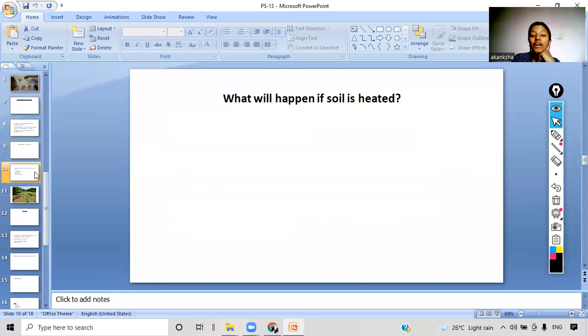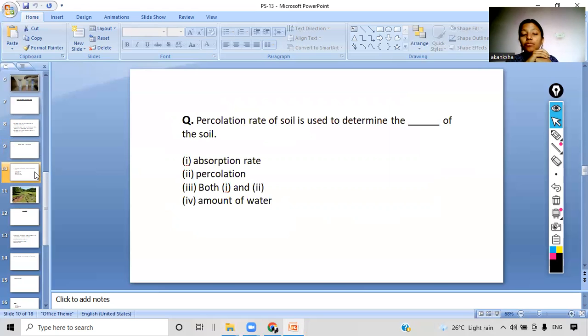So let's see the evaluation question this time. Percolation rate of soil is used to determine the dash of the soil. Absorption rate, percolation, both 1 and 2, or the amount of water. Yes, what according to you is the right answer? I will give you 5 seconds and then we will move on ahead. And yes, okay, I can see the right responses. The correct response here is the absorption rate. So yes, you all gave the right answers.